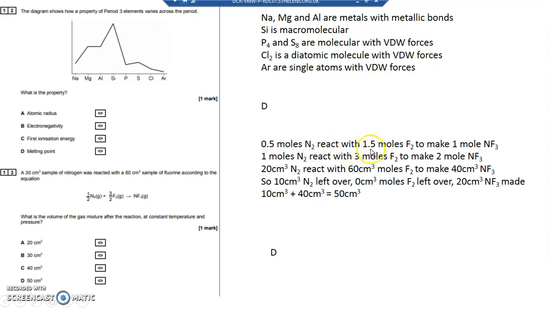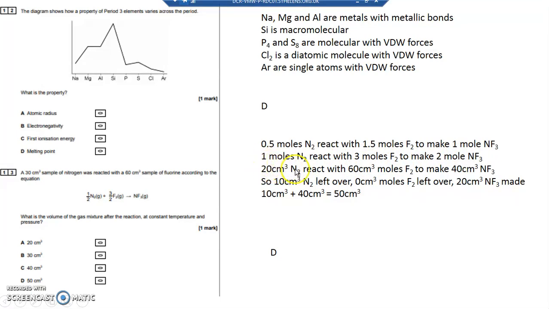0.5 moles of N2 react with 1.5 moles of F2 to make 1 mole of NF3, or I can double that: 1 mole of N2 with 3 moles of F2 to make 2 moles of NF3. And in terms of moles with gases, in terms of the ratio, I can just turn those into volume, because the volume equates to moles. So 1 mole of N2 with 3 moles of F2 would make 2 moles of NF3. I could say 1 centimetre cubed of N2 reacts with 3 centimetres cubed of F2 to make 2 centimetres cubed of NF3. Or I can multiply by 20.